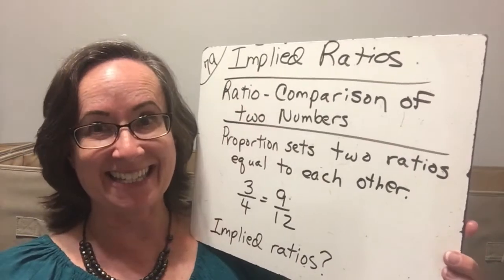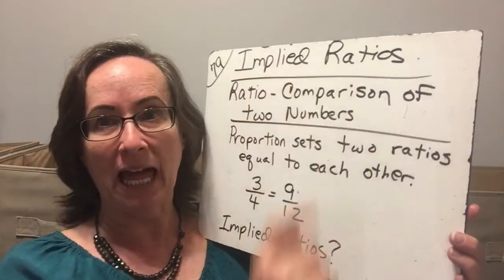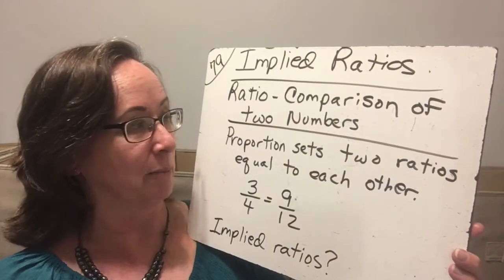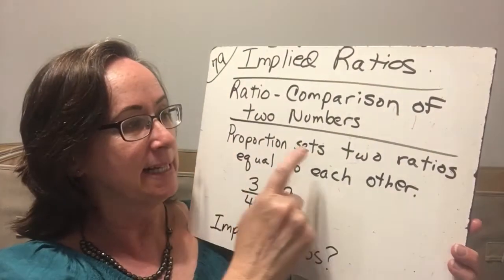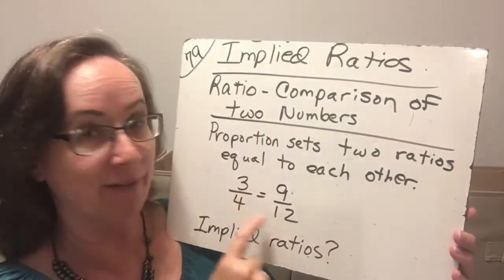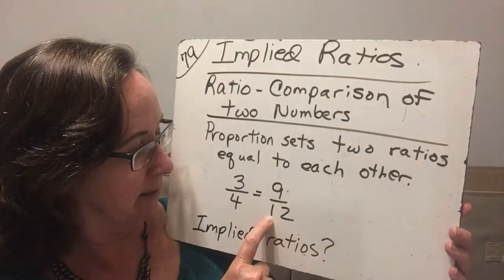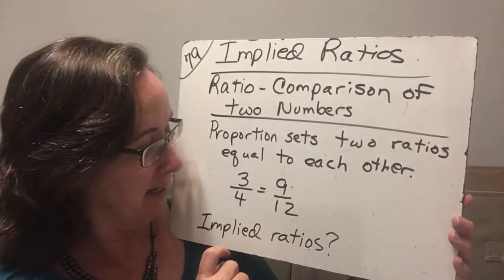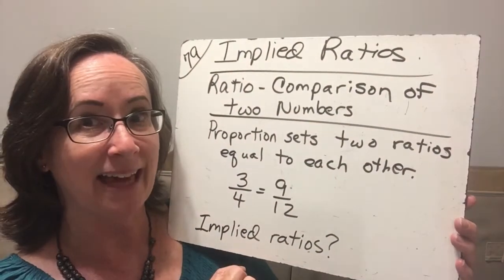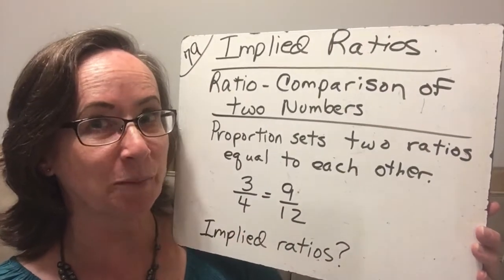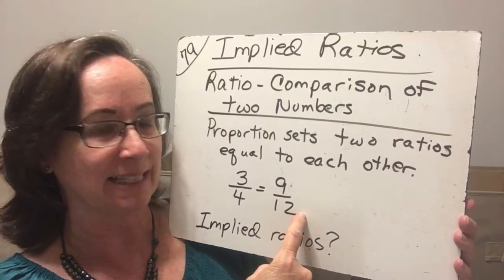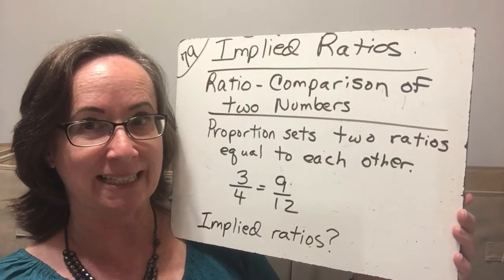Tonight we're doing lesson 79, and it's all about implied ratios. Now we know that a ratio is a comparison between two numbers, and we know that a proportion sets two ratios equal to each other, like this. Okay, so here we have an equation that is also a proportion. It's an equation because it has an equal sign, and it's a proportion because it's two ratios set equal to each other. And we can tell that the proportion is a true proportion because when we cross multiply, we get 3 times 12 is 36, and 4 times 9 is 36.